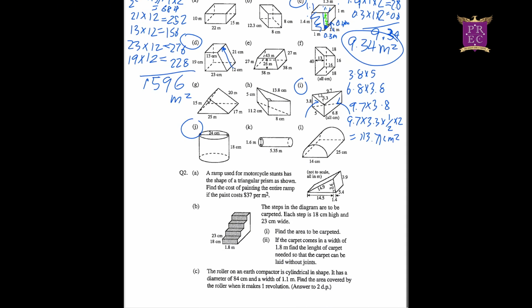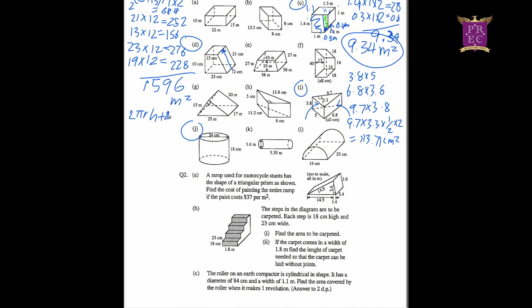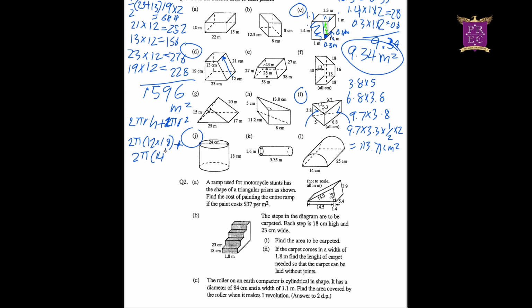Okay, with the cylinder, remember the formula from before. It's 2 pi rh plus 2 pi r squared. Right, now what's our r? Our r will be half of this, because this is a diameter, and half of this will be the radius, which is 12. So we have 2 pi 12 times by, what's the height? 18. And we add 2 pi r squared. r squared will be 12 squared, which is 144.